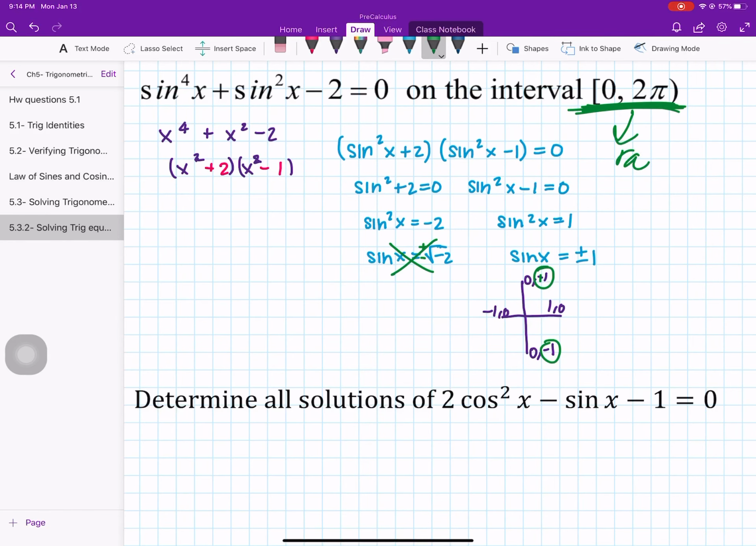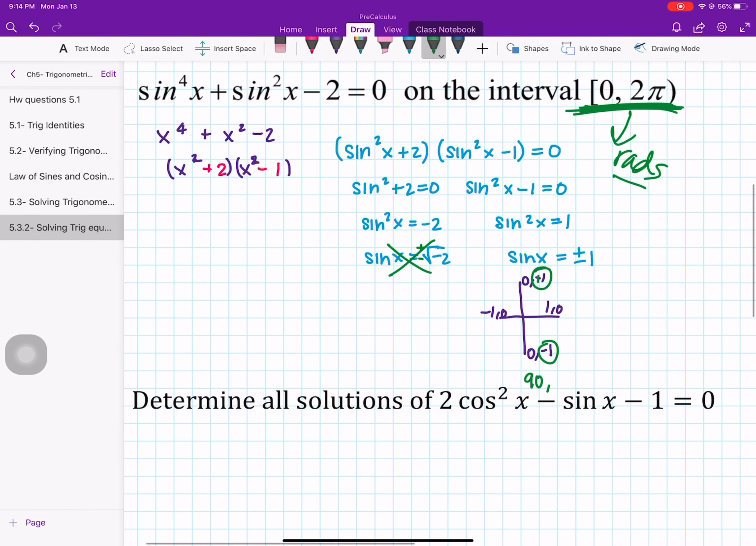We are in radians right here. So, yes, it is 90 and 270, but my answers need to be in radians. So, in case you forgot, I'll go through it again. 90 times pi over 180. This converts degrees to radians. So one answer is pi over 2. And then for the other one, you have 3 pi over 2. Since we're only dealing with sines, we don't have to worry about extraneous solutions here.